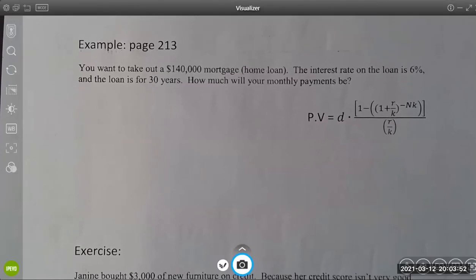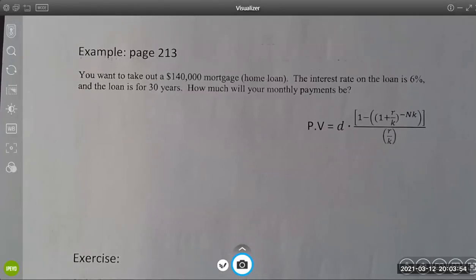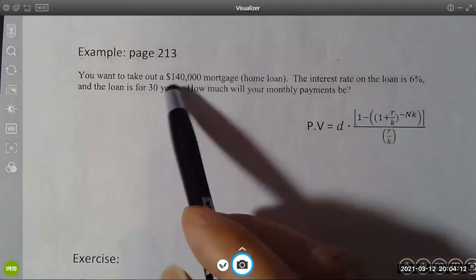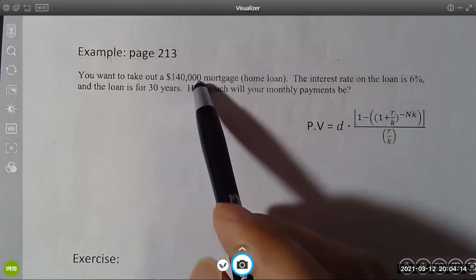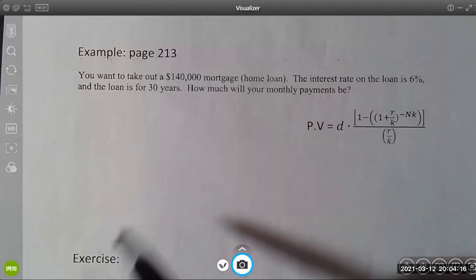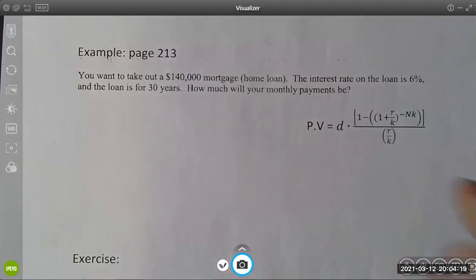So let's look at this particular one. You want to take out a 140K mortgage. The interest rate on the loan is 6%, and the loan is for 30 years. How much will your monthly payment be? As soon as you say monthly payment, that's repeating, the same amount. That's an annuity. You start with a certain value at the beginning, that's the total debt. You start from this one, you reduce it. That's the present value. Present value of annuity.